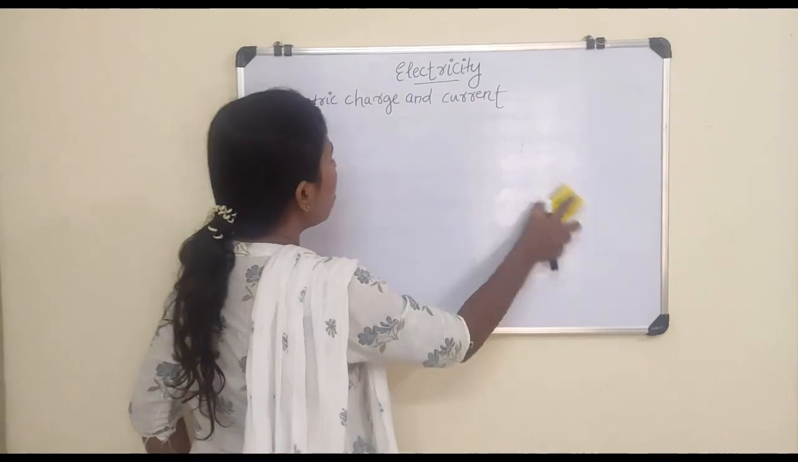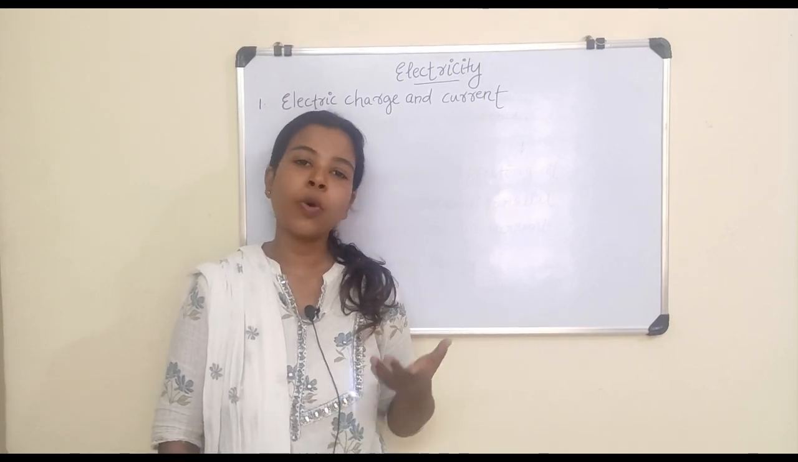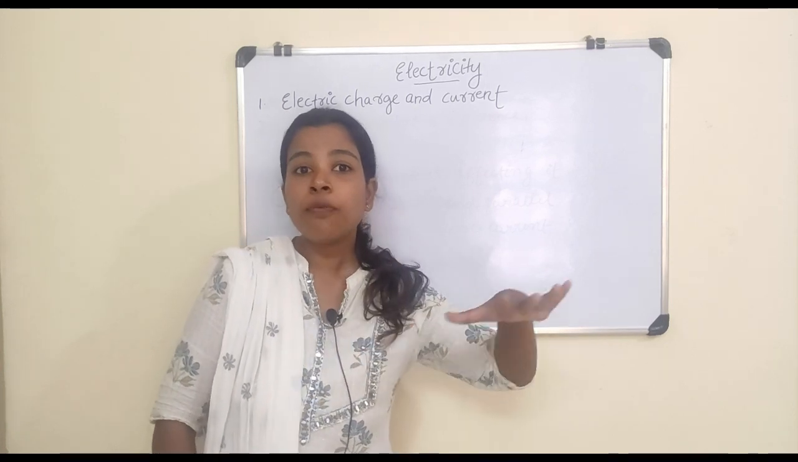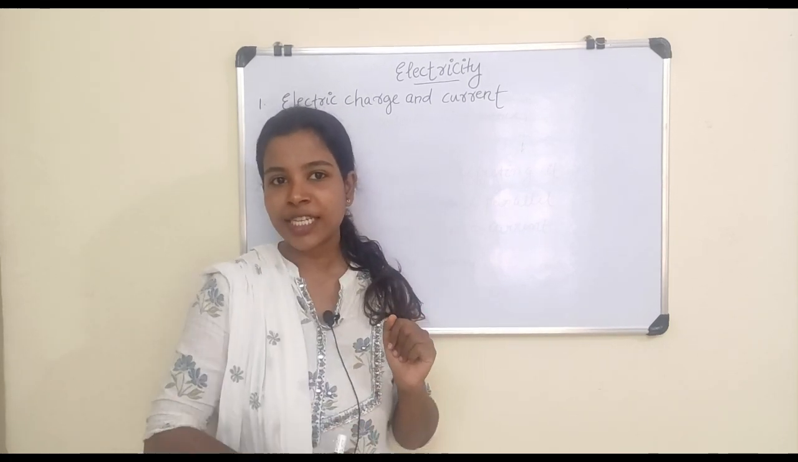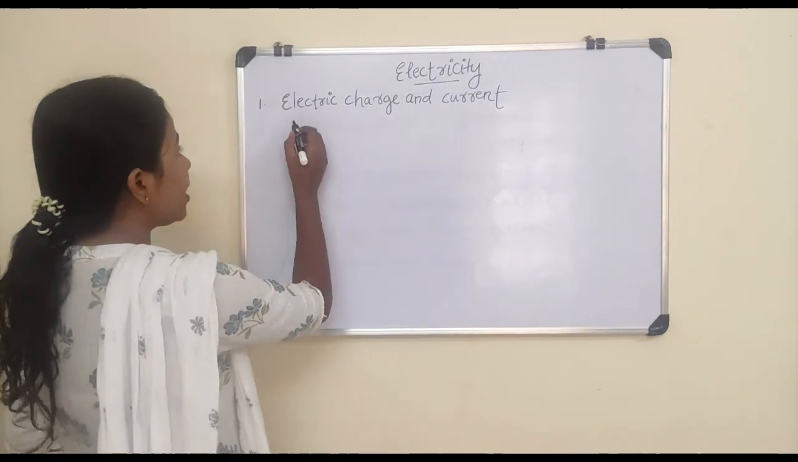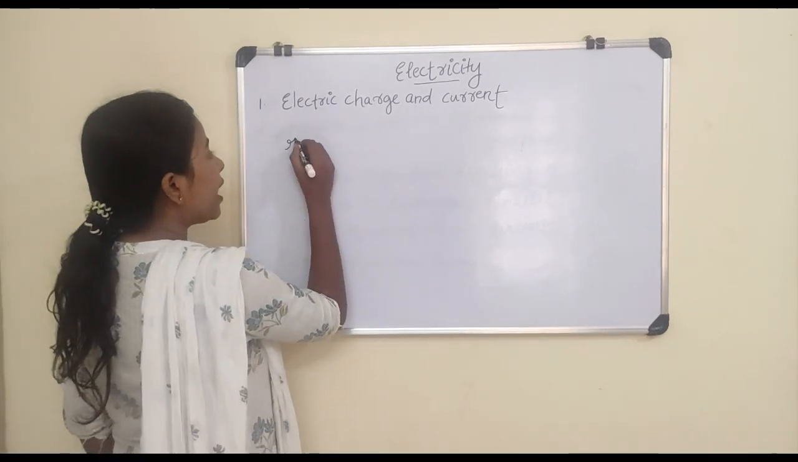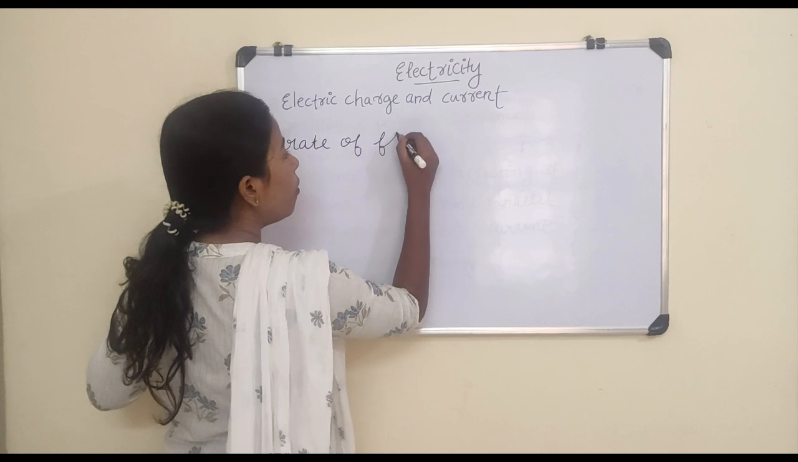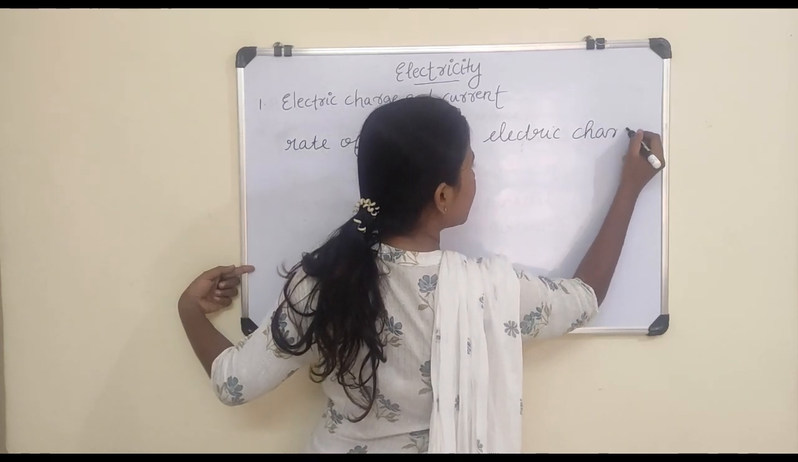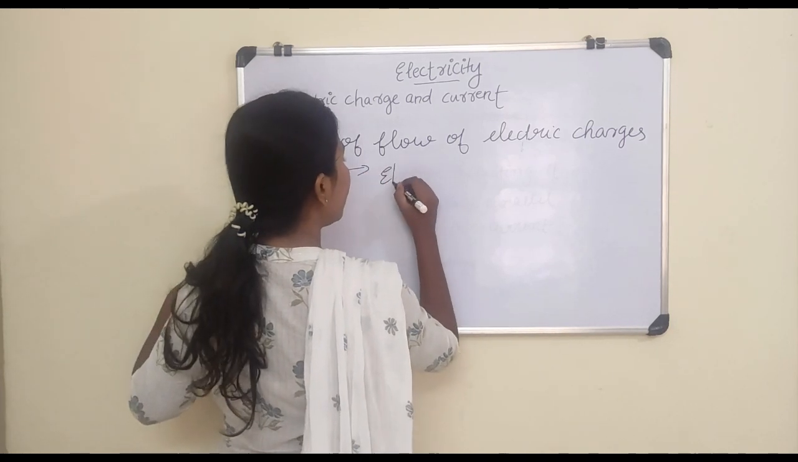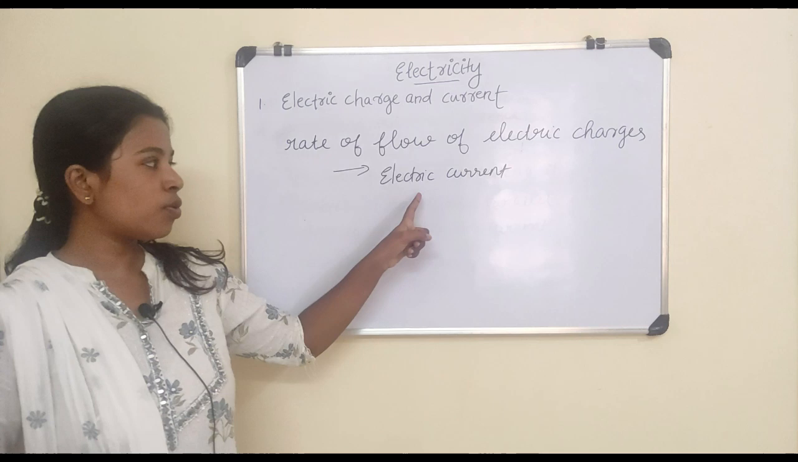Okay, so what do you mean by electric current? Have you heard about water current, wind current, etc.? So what is water current? In water current, the flow of water is related to water current, and in wind current, what? The flowing of wind. Similarly, in electric current, as per the definition given in your textbook, electric current is the rate of flow of electric charges, is termed as what? Electric current.